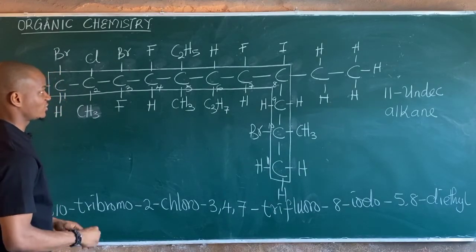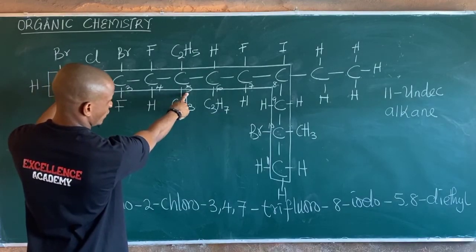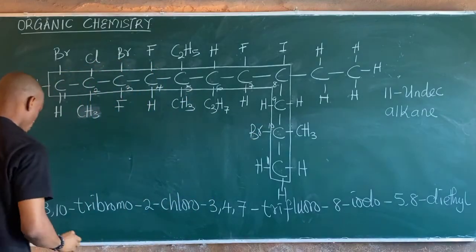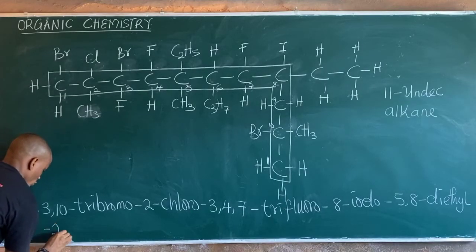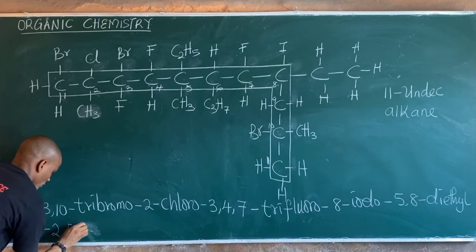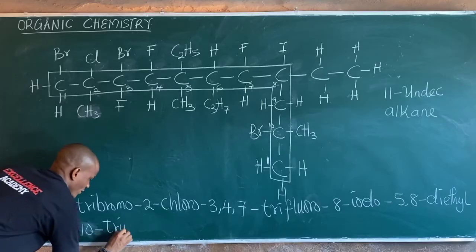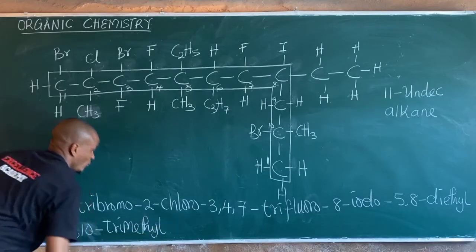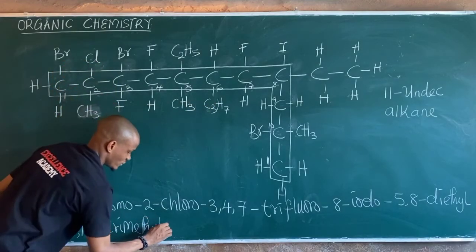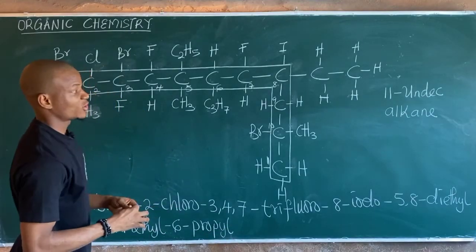I'm done with ethyl. Go to methyl. Methyl is at position 2, 5. Is that all? Okay, there's 1 here at 10. So it becomes 2, 5, 10 for methyl. I have 3 methyl atoms, so it becomes trimethyl. I'm done with methyl. Look at propyl. I have just one propyl here at carbon 6. It gives you 6 propyl. I think I'm done with all my substituents.